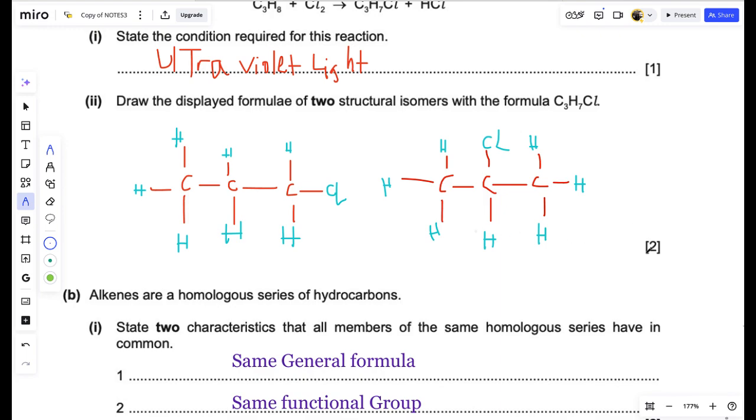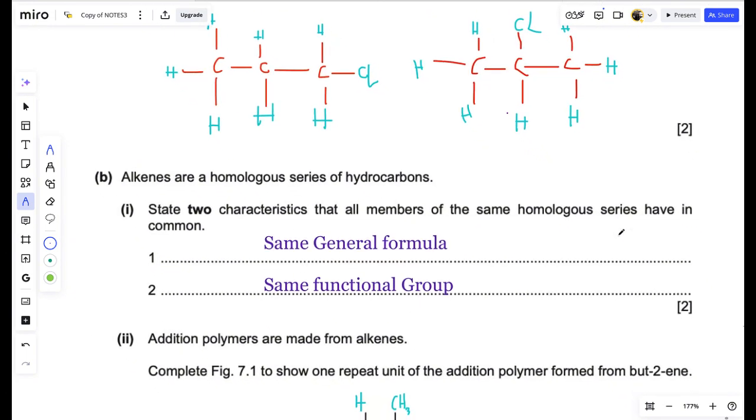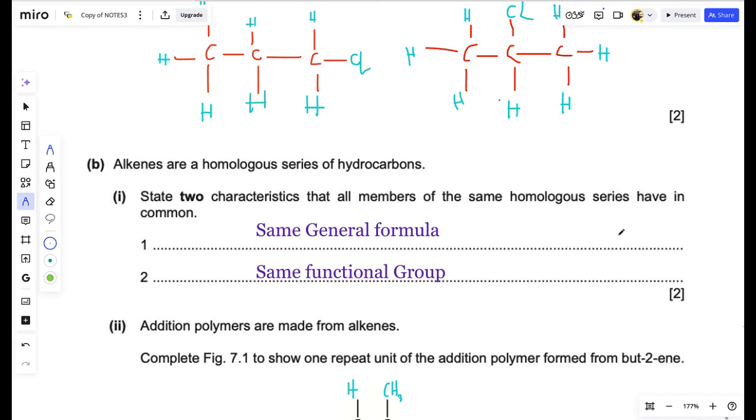So we do this and we get our 2 marks. Let's move to the next one. Now alkenes are a homologous series of hydrocarbons. Alkenes, you know alkenes, right? They have a double bond. Carbon to carbon double bond. At least there's one carbon to carbon double bond, like ethene, propene. Now, state 2 characteristics that all members of the same homologous series have in common.